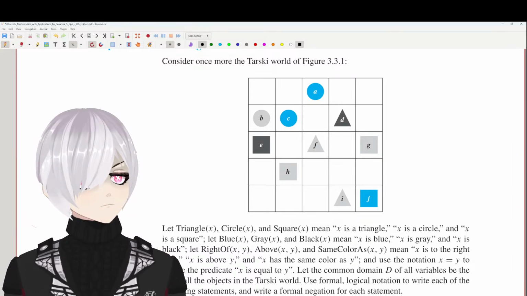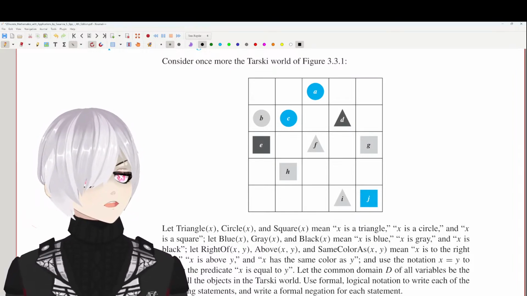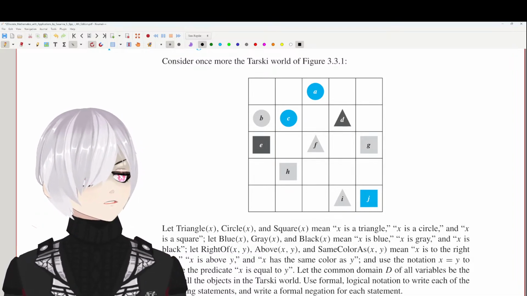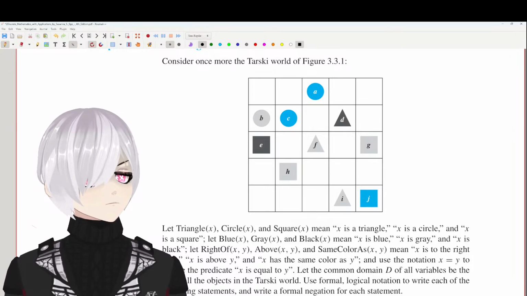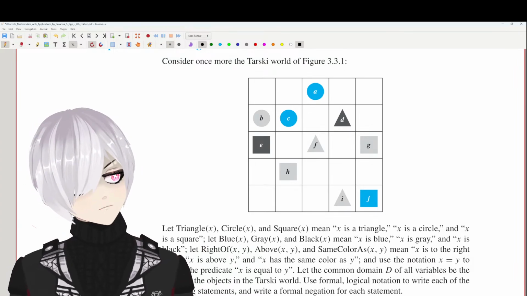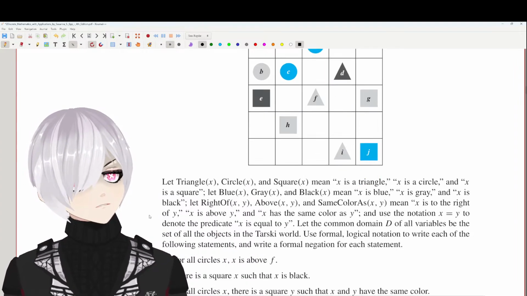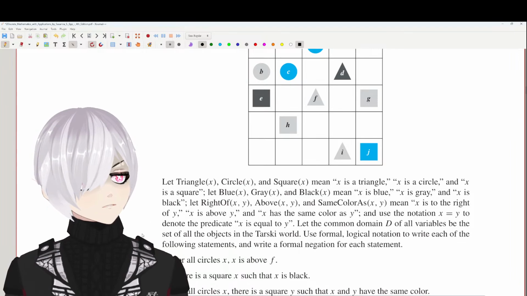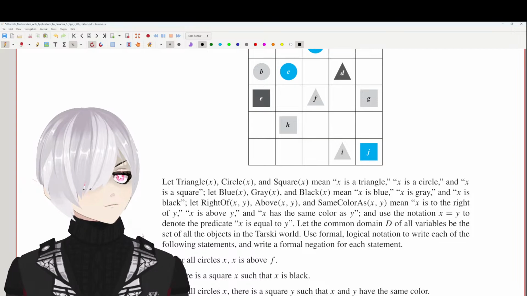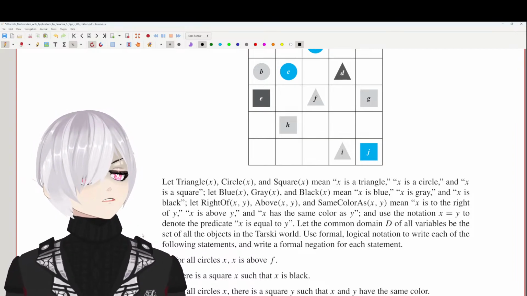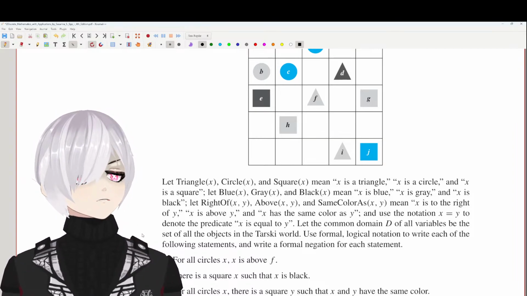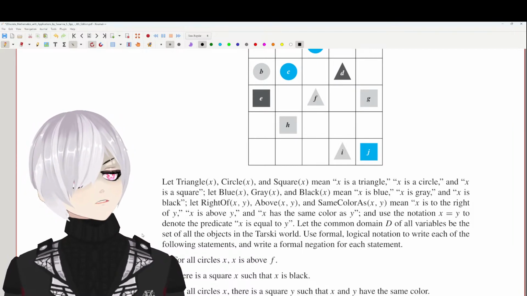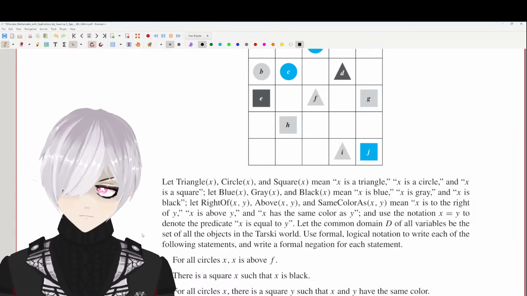Let RightOf(x, y), Above(x, y), and SameColorAs(x, y) mean x is to the right of y, x is above y, and x has the same color as y. Use the notation x = y to denote the predicate x is equal to y. Let the common domain D of all variables be the set of all the objects in the Tarski world. Use formal logical notation to write each of the following statements and write a formal negation for each statement.